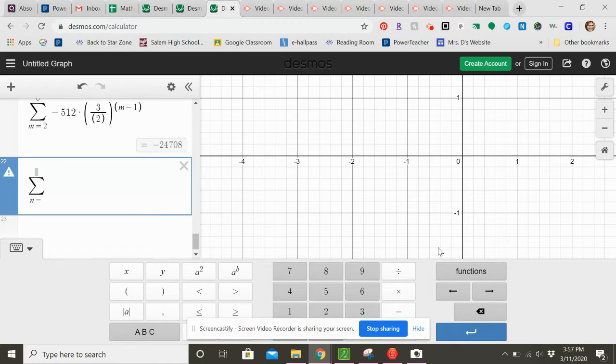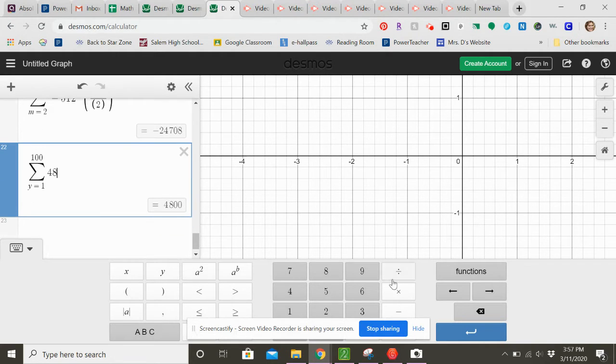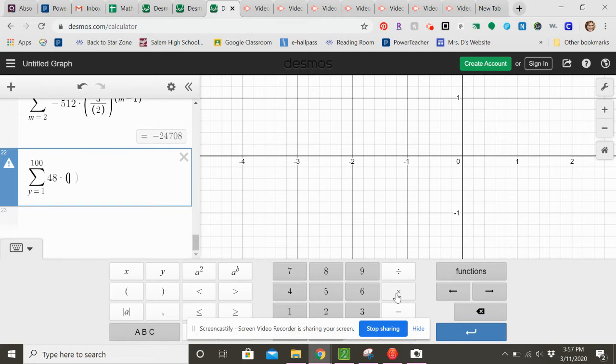So I'm going to take this over into Desmos to find the actual sum. It says start at 1. We're using y as our variable. And go to infinity. Now remember, you can't do infinity, so I'm going to put 100. 100 seems to do the trick for me. 48 times negative 1/4 to the power of y minus 1. And I am getting 38.4.